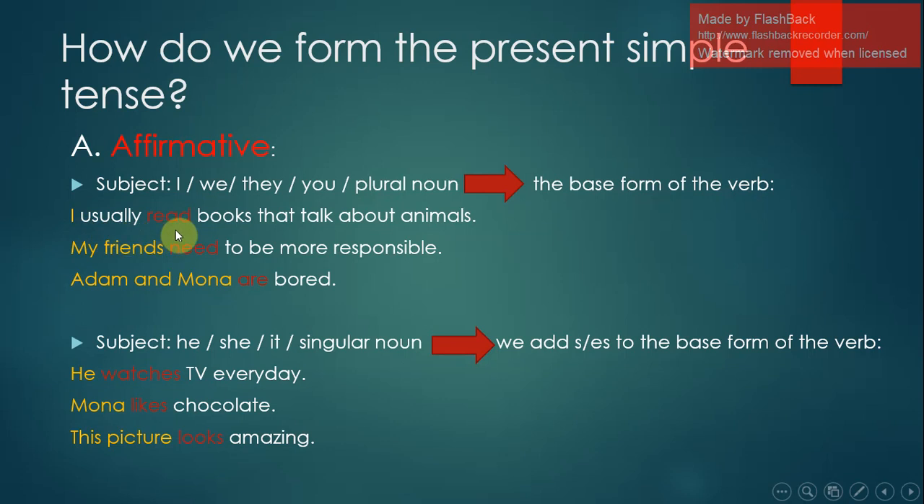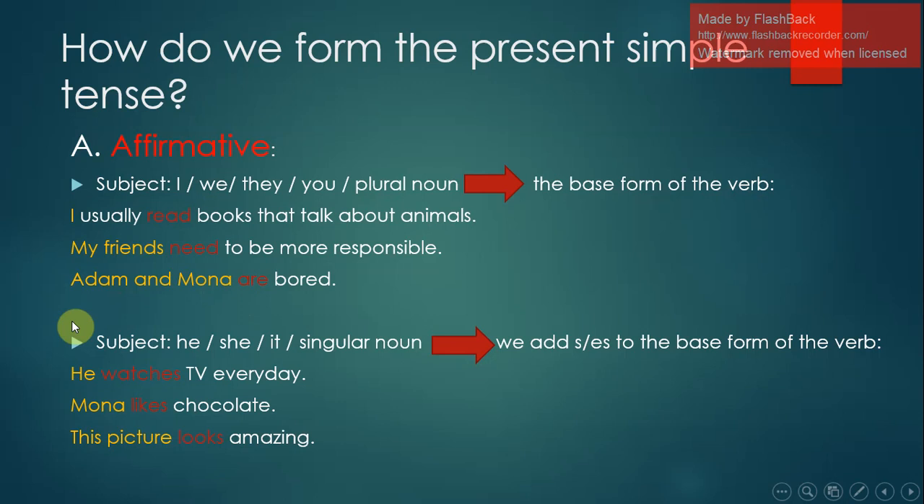Example: I usually read books that talk about animals. I, here, the subject, belongs to this group of subjects. And the verb here, read, is in the base form. No additions, no changes to the verb. We add it as it is. My friends need to be more responsible. My friends, this is a plural noun. We have the S for the plural here. Need is a base form of the verb. Adam and Muna are bored. Are here is the present simple form of be.